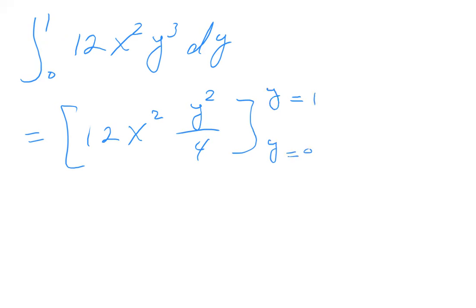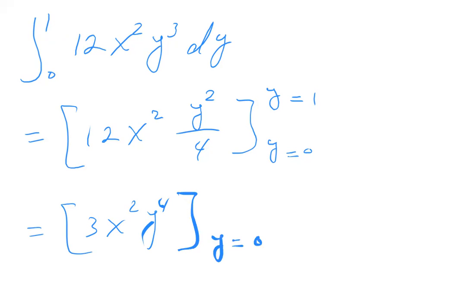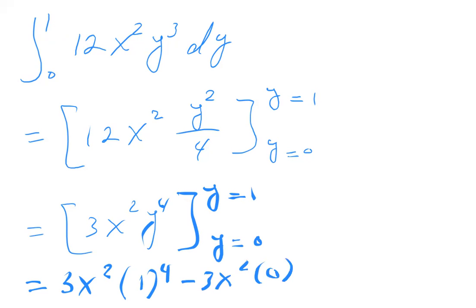And that's going to equal 3x squared y to the fourth, from y equals 0 to y equals 1. And that's going to equal 3x squared times 1 to the fourth power, minus 3x squared times 0 to the power of 4, which equals 3x squared.